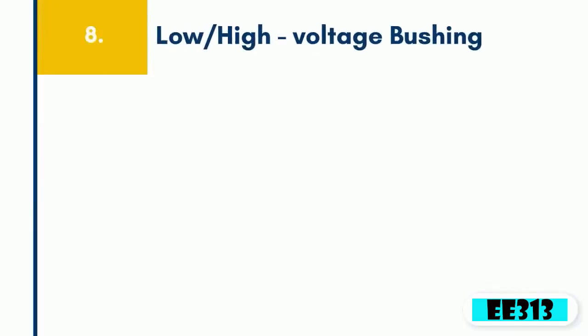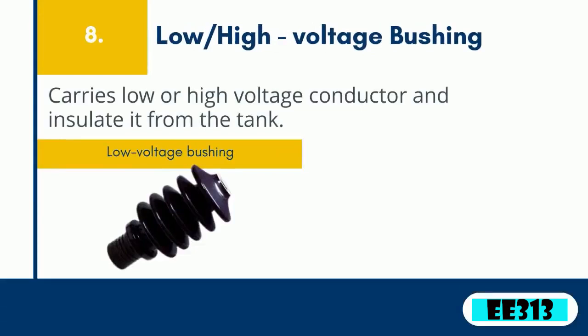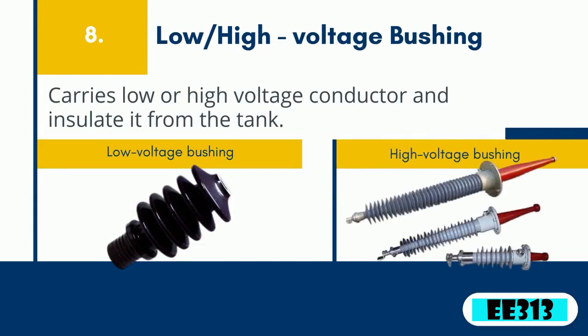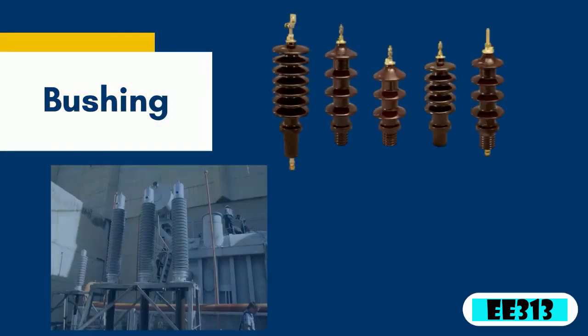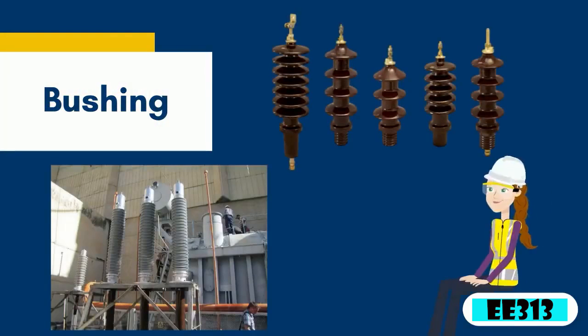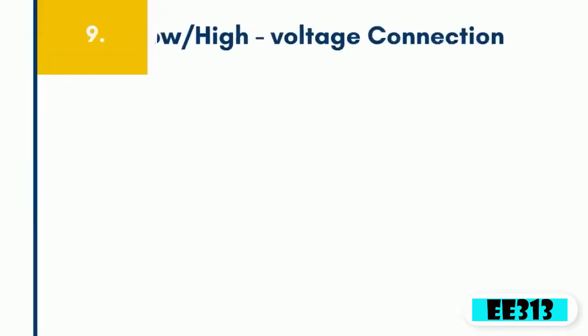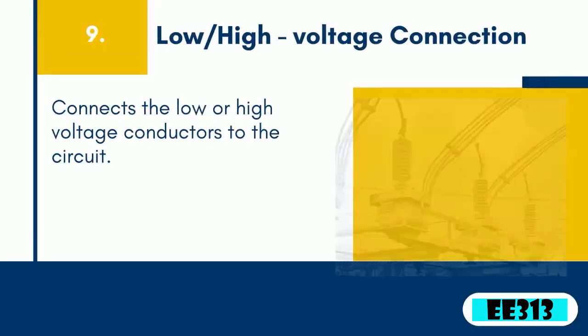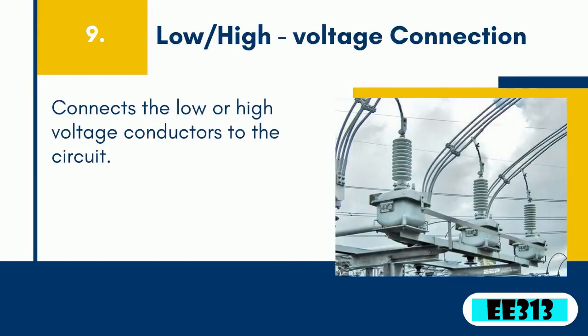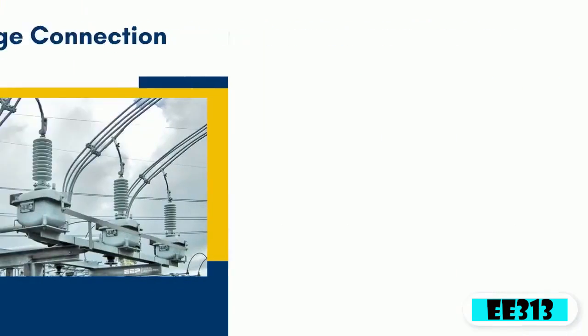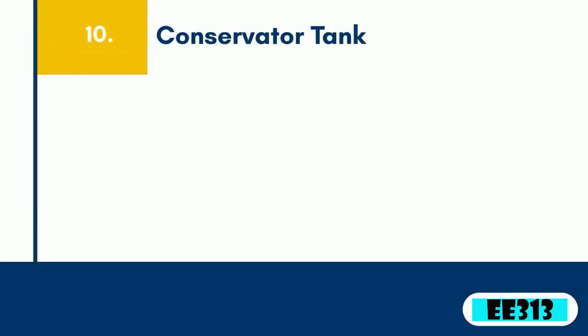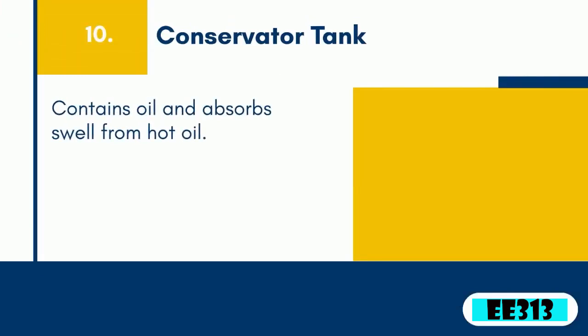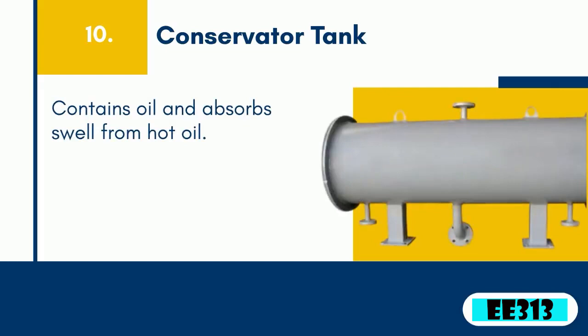The next component is the low or high voltage bushing, which carries the low or high voltage conductor and insulates it from the tank. These are insulators typically made from porcelain and used to allow electrical conductors to pass safely through a conducting barrier. Then we have the low or high voltage connection, which connects the low or high voltage conductors to the circuit or system.